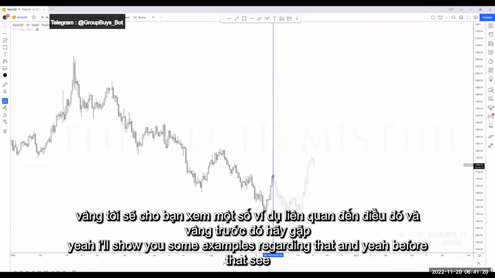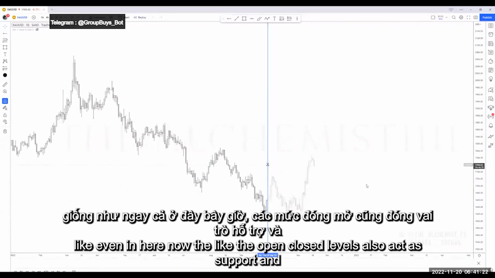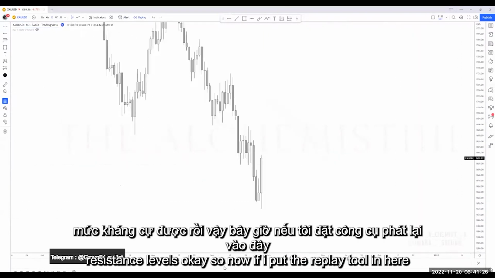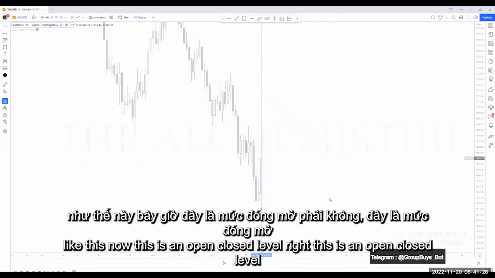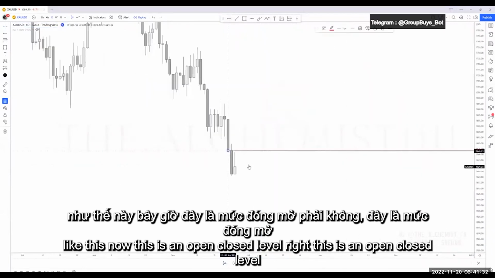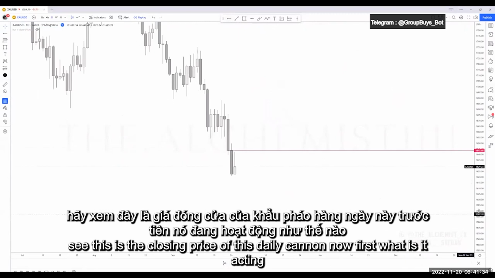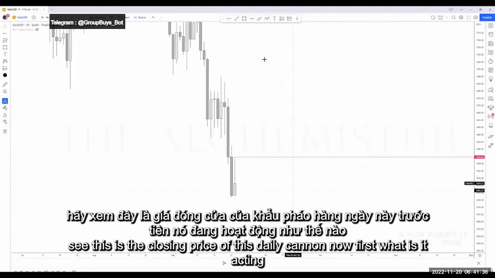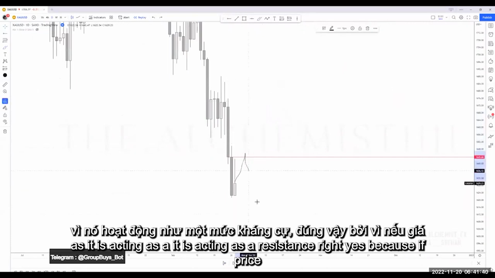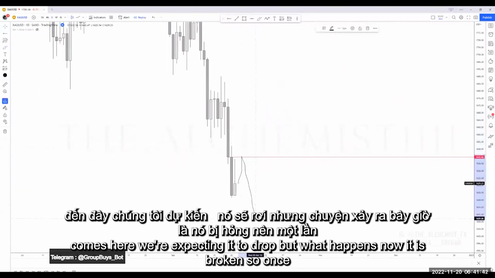And before that, see, even in here, the open close levels also act as support and resistance levels. So now if I put the replay tool in here, like this, this is an open close level, right? This is the closing price of this daily candle. First, what is it acting as? It is acting as a resistance, right? Because if price comes here, we're expecting it to drop.